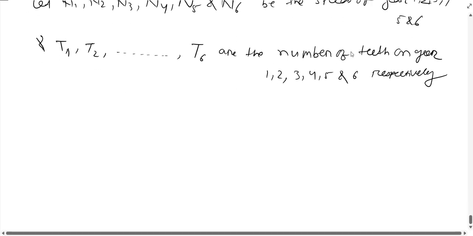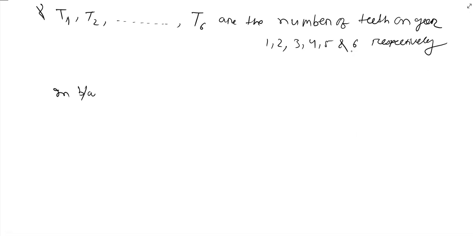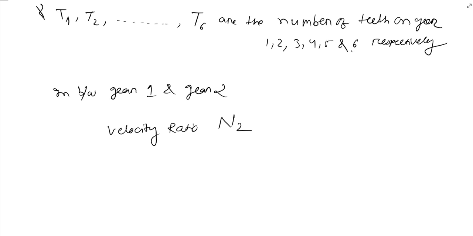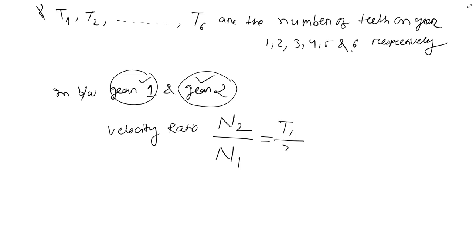Let's compare first gear 1 and gear 2. In between gear 1 and gear 2, the velocity ratio is speed of follower by speed of driver. So between gear 1 and gear 2, gear 2 is our follower and gear 1 is our driver. So N2 by N1 is nothing but T1 by T2. This is equation 1.